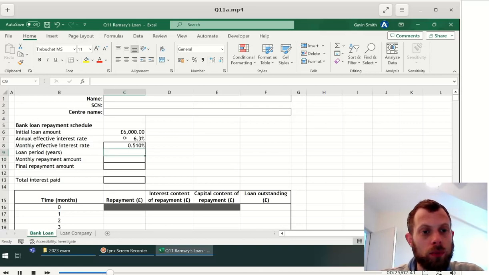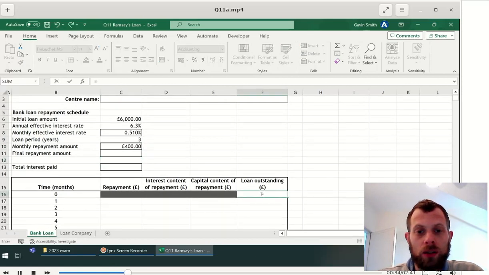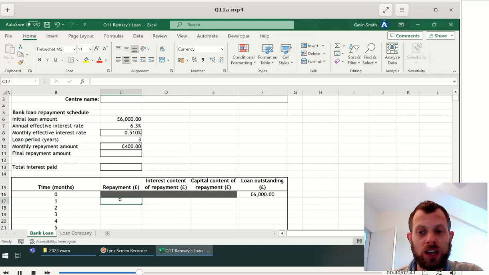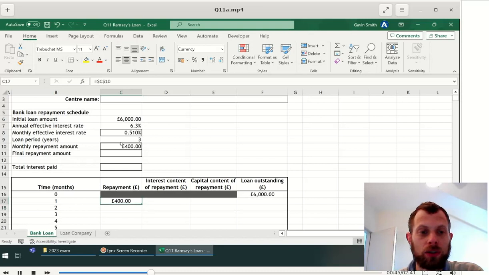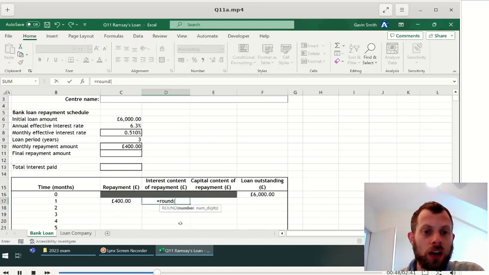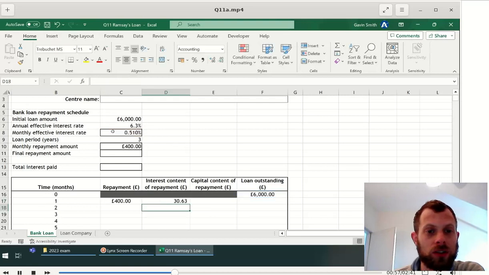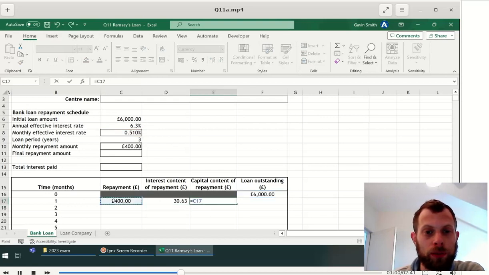Loan payments for 3 years. You start by guessing a repayment amount. Now you do your repayment formulae. First row is a little bit different because all those cells are greyed out, but your second row is what you fill in. For the repayment, an absolute cell reference to your repayment value. Remember, interest repayment calculations always use round to 2 decimal places and an absolute cell reference to your interest rate. The capital content is the repayment, take away the interest, and your new balance is the previous balance, take away the capital content.